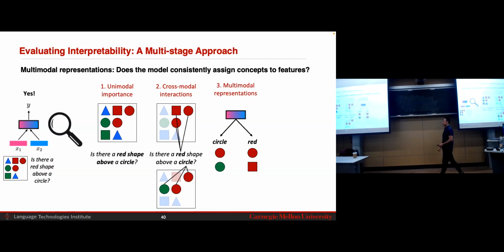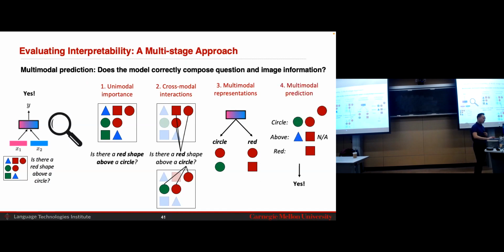Representation level. Are there representations that consistently capture the notion of red in feature space? And is there a separate representation that consistently captures circle? Is there a feature that consistently represents the word circle in feature space? And finally, do you actually compose all of these predictions in the right way to make your prediction, right? So the fact that you have circles, the fact that you're looking at something above, and the fact that you want to filter whether there's something red, and finally give the answer yes.